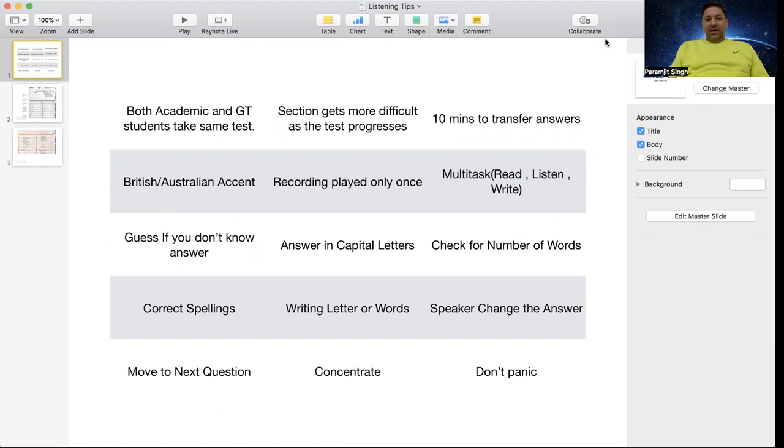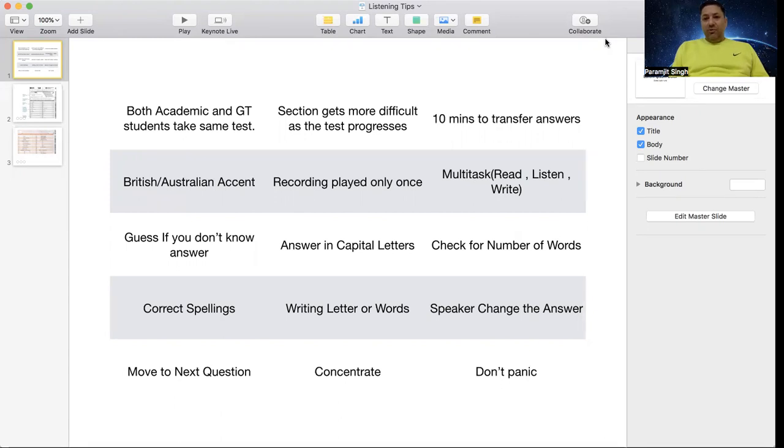Then, writing letter or words. For example, if there are three options A, B, C, A is written summer, B is written winter, C is written autumn. Now the question is that you have to write a letter A, B, or C, then you don't write.